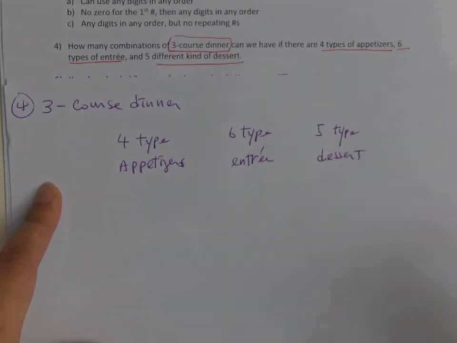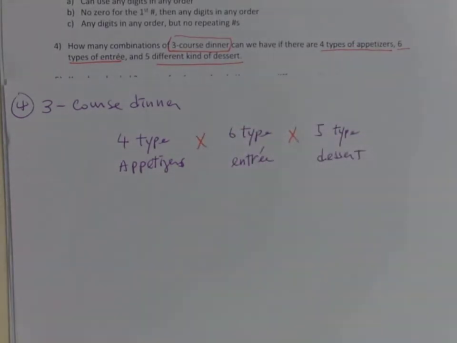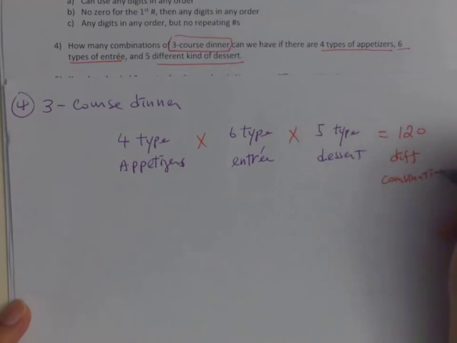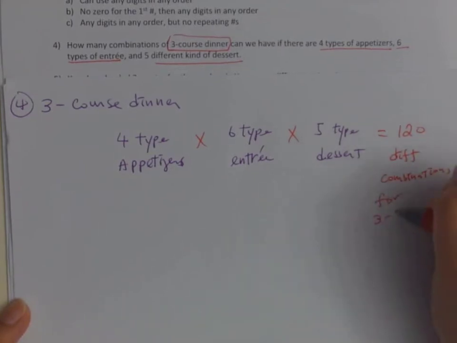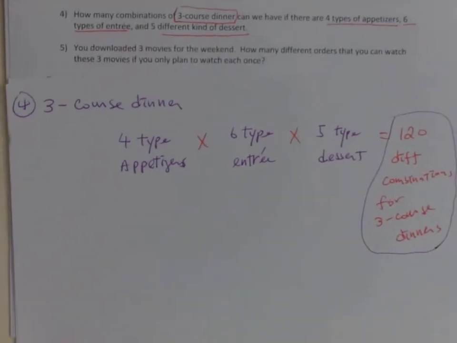Okay, so all we need to do is what? Multiply them together to see how many combinations. What number is that? 5 times 4 is 20, and times 6 is 120. Okay, double check that's correct. So we can have 120 different combinations for the 3-course dinner, right? Alright, very good. Okay, that's the answer. Anybody have any questions? Contact me if you have questions, okay?